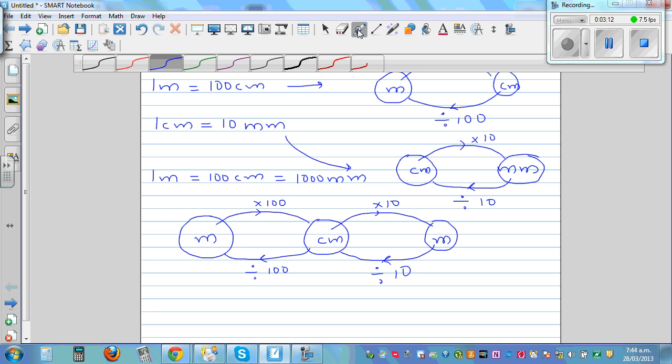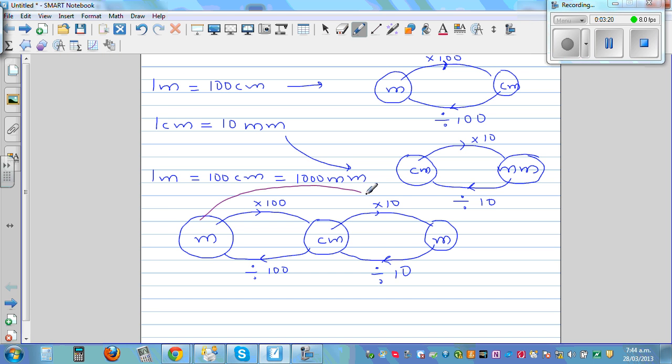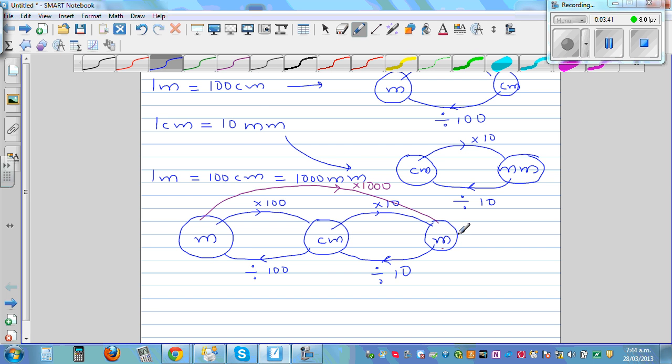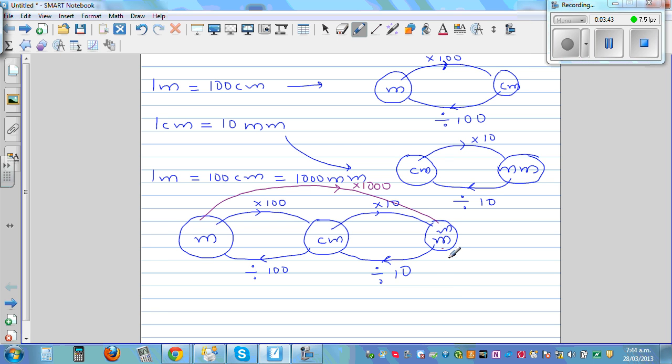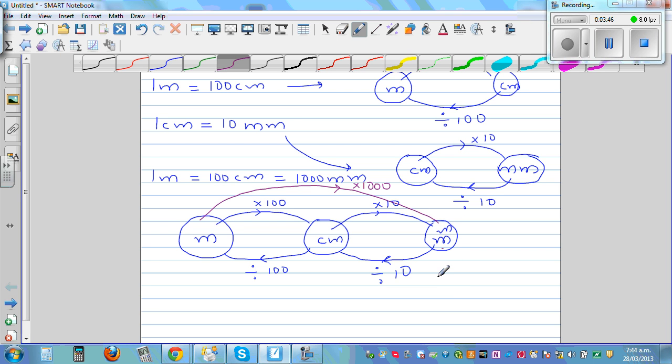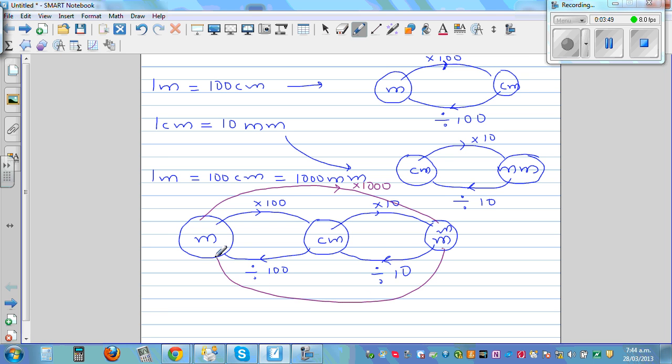But if you want to do one big jump from meter to millimeter, let me use a different color. If you want to convert from meter to millimeter, this is a jump of 100 and then a jump of 10. So you have to times it by 1000. And that's what you can see, 1 meter is 1000 millimeters. If you want to go backwards from millimeter, sorry, I should write mm, from millimeter to meters, you have to divide by 1000.